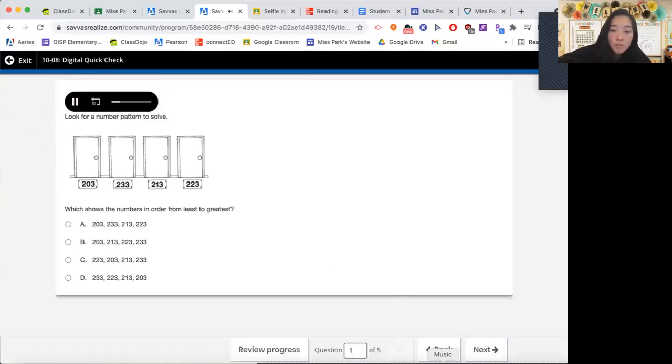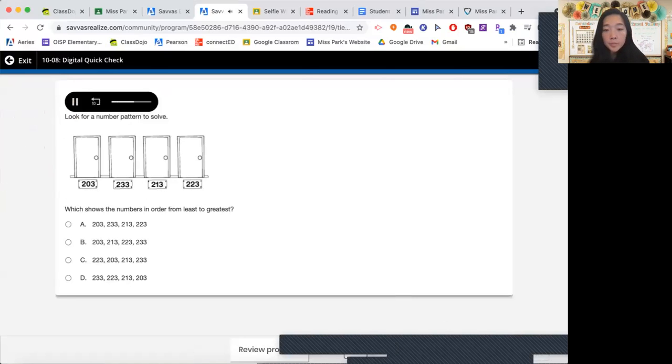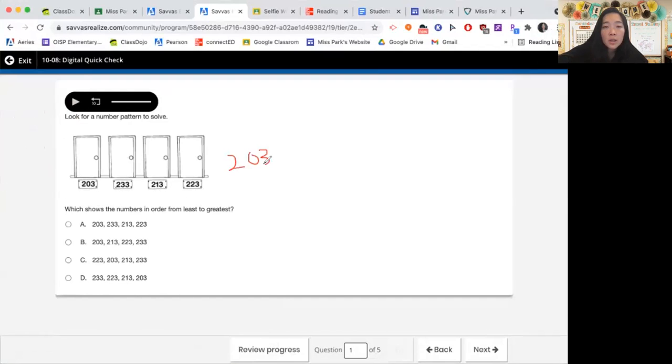Look for a number pattern to solve, which shows the numbers in order from least to greatest. All right, so let's look at these numbers: 203, 233, 213, and 223. So it looks like the hundreds and the ones place are always the same. So we're looking for the smallest number in the tens place. So that would be 203. I'm going to write 203 first. And then what would be the next smallest? 213. And the next smallest would be 223. And then the last would be 233.